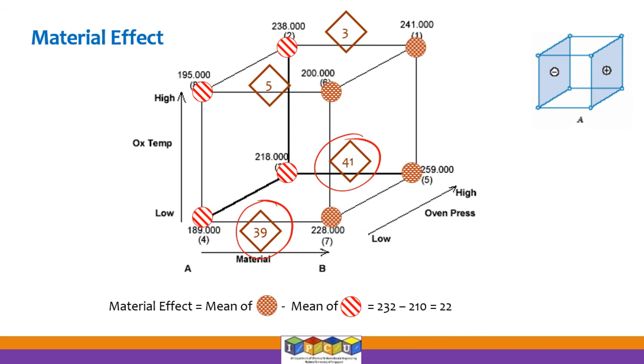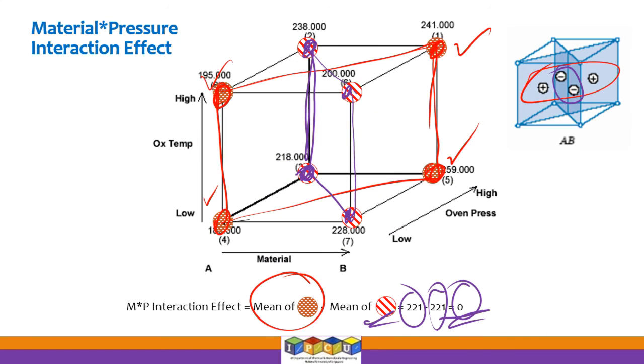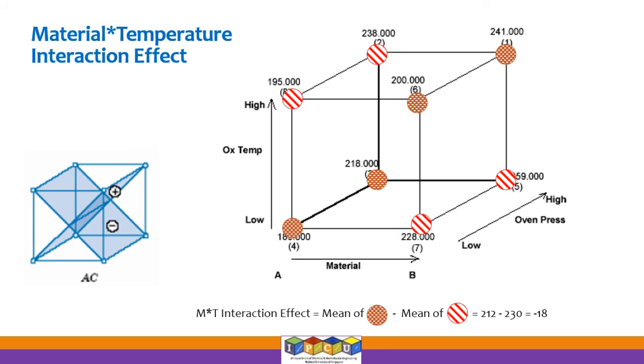Okay, and so you can do the other interaction effects like that. If you want the material times temperature interaction effect, these are the 4 experiments where you have a positive value for m times p, right? So you connect these 4.